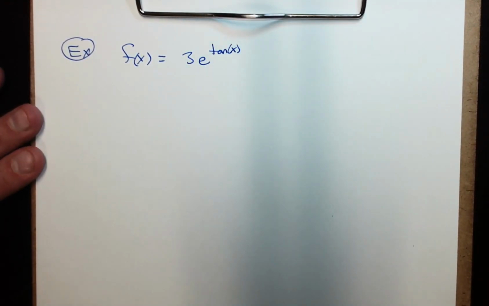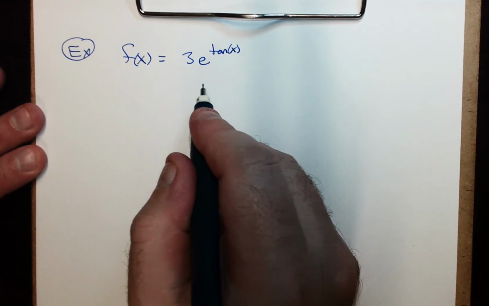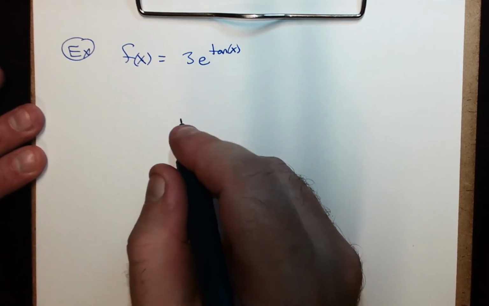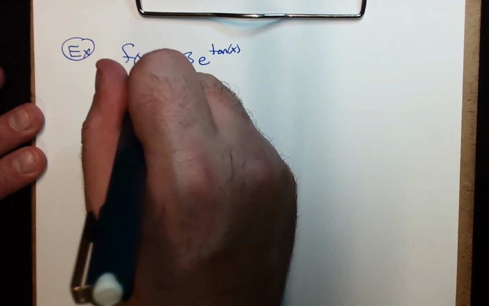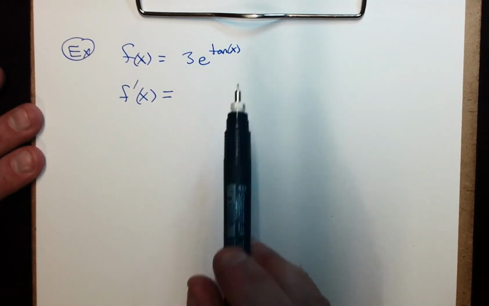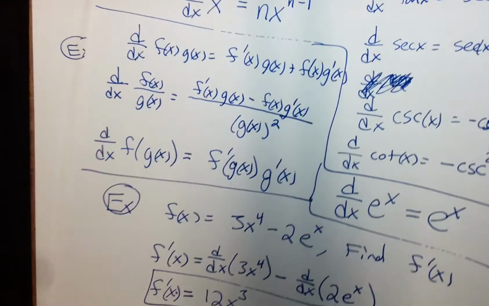Okay? Now, you should be able to handle exponentials with the chain rule as well. Right? Like what if you have f of x equals 3e to the tan x and you need f prime? Well, how do you do that one? Well, that's where you need the chain rule.